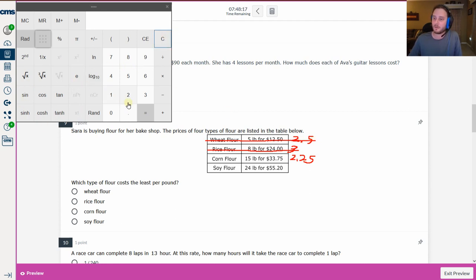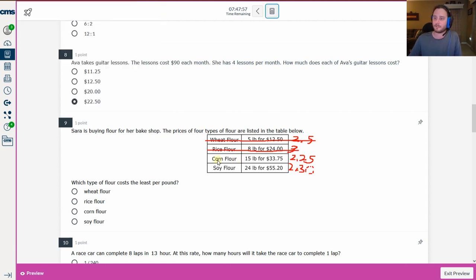And then we've got soy flour, which is going to be $55.20 divided by 24 pounds. And that gives me 2.3, or 2.30. So we can see, now that we've laid all of these out, that the price of corn flour is going to be the least per pound. So for number 9, we wanted corn flour.